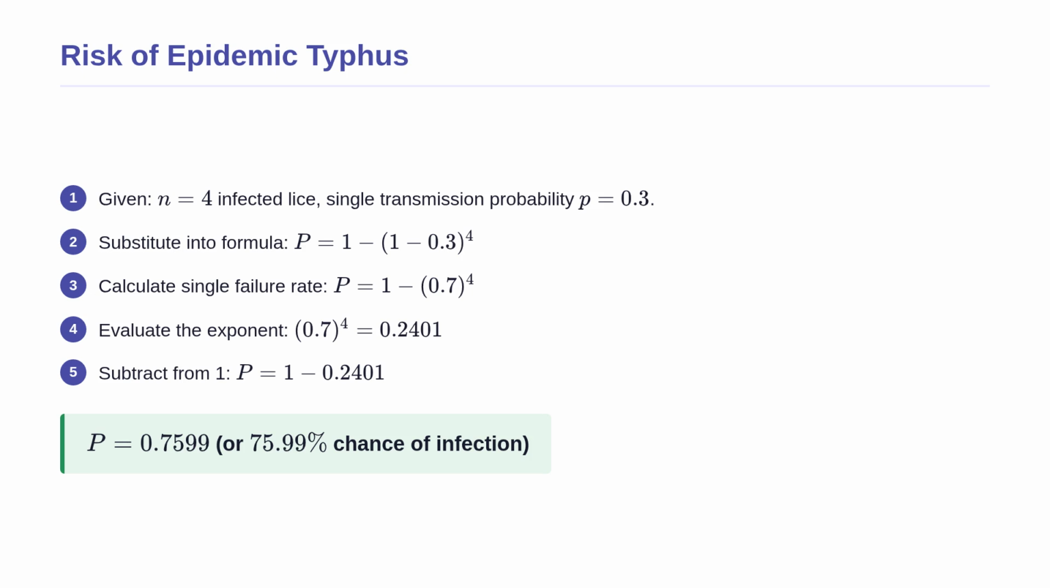First, we substitute our values, replacing n with 4 and p with 0.3. We subtract 0.3 from 1, giving us 0.7, which is the 70% chance a single louse fails to infect. We raise this failure probability to the 4th power, resulting in 0.2401. Finally, we subtract this from 1. The final answer is 0.7599. Physically, this means there is roughly a 76% chance of contracting the disease from just 4 lice, highlighting the extreme danger of exposure.